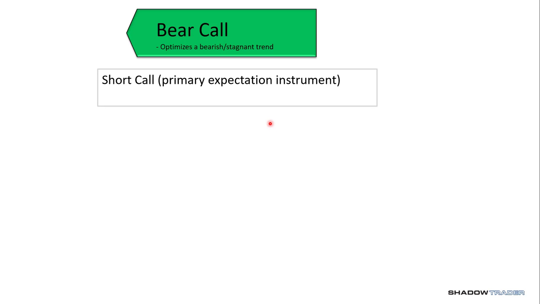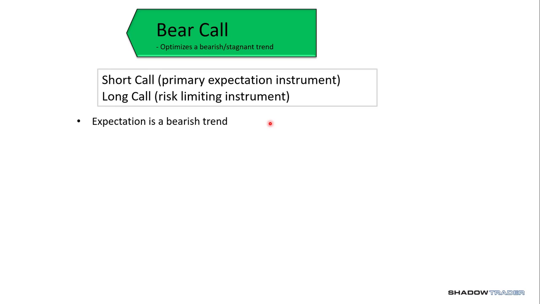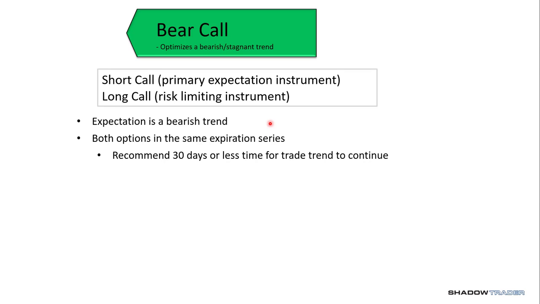Our primary instrument is the short call that we will be selling as a short instrument. Now that sale of a call has unlimited risk, we want to mitigate that by adding the long call. The expectation on our equity's price movement is bearish. Once again, both options are in the same expiration series. And once again, a recommendation that you use 30 days of time value or less so that you can have a valid trend to be monitoring.